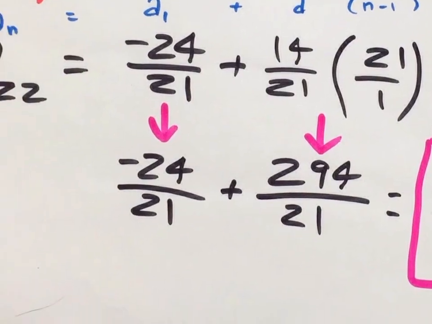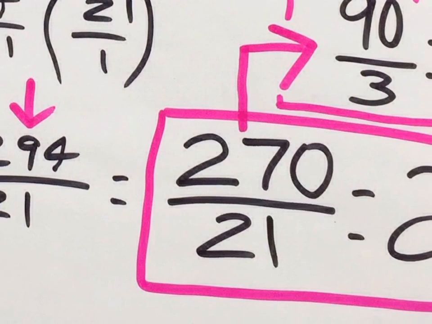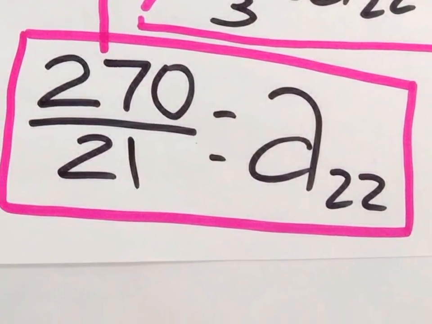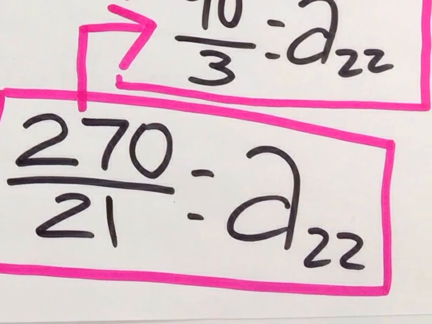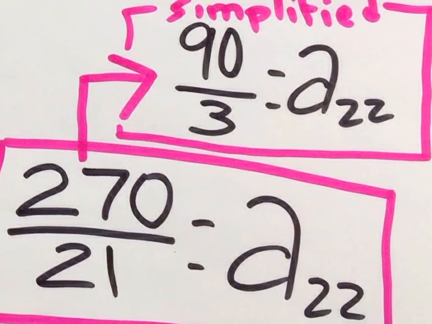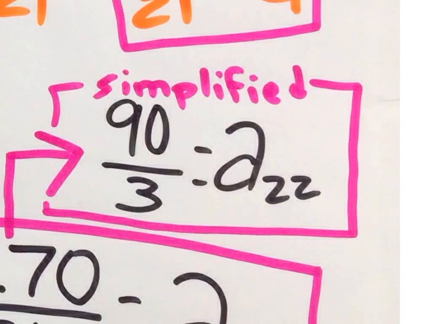Let's wrap this up. So we know that the first term, -24 over 21 plus 294 over 21 is going to give us 270 over 21. That is the 22nd term. We're not done. Let's simplify a little bit further. And when we divide it by 7, we're going to get 90 over 3. That is the answer. Nice job, guys.